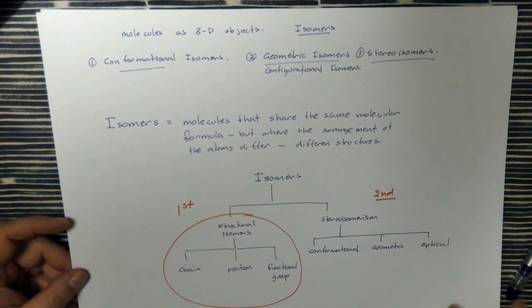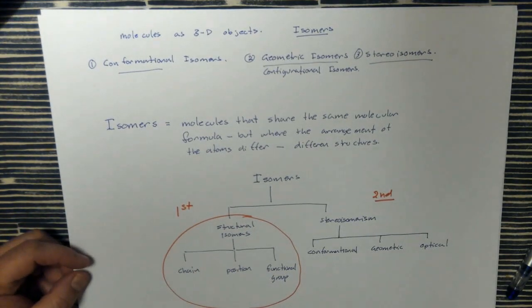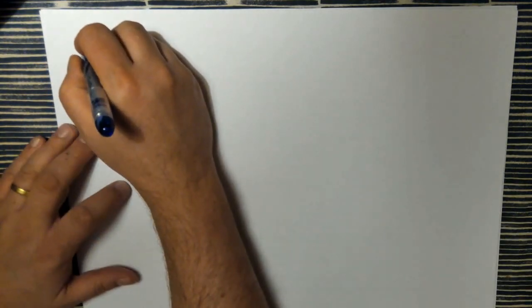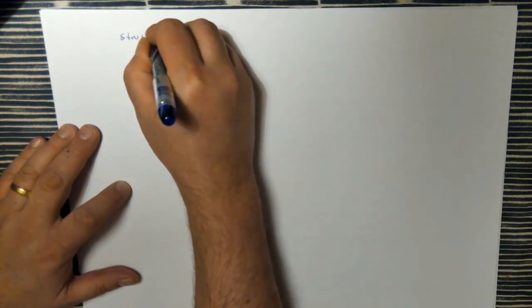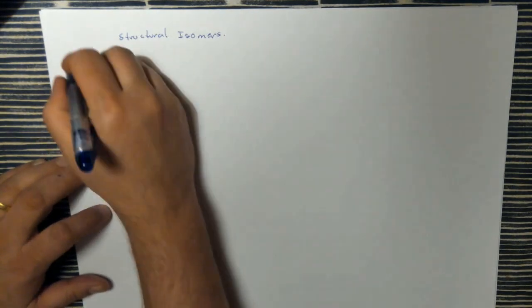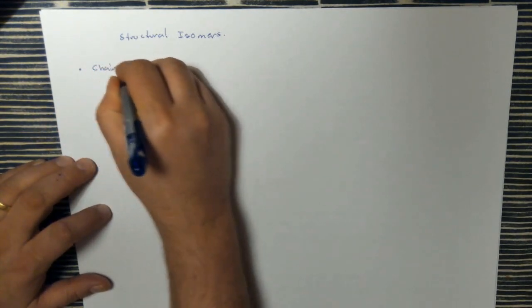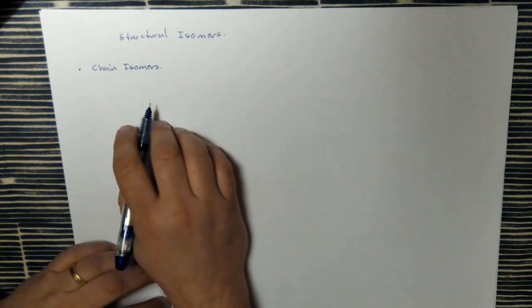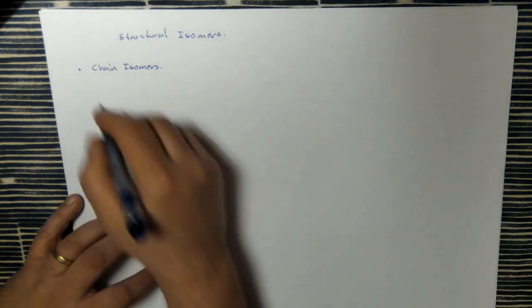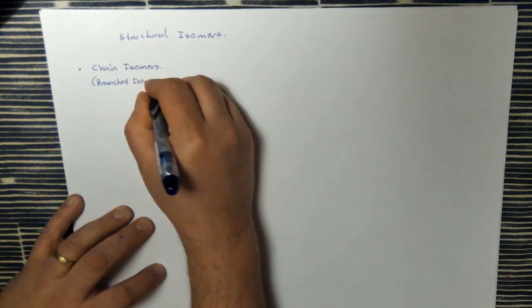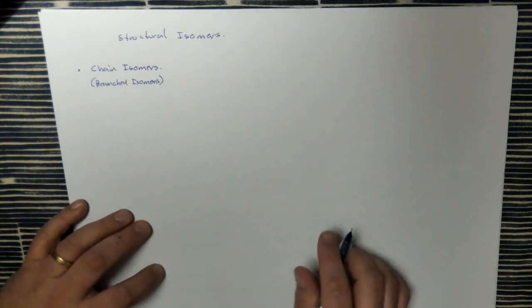So let's deal with the structural isomers first. So let's look at that. We'll give it a heading here, structural isomers. And the most basic type then are what we call chain isomers. Basically you take the carbon chain and you rearrange it. And sometimes these are also called branched isomers, right?